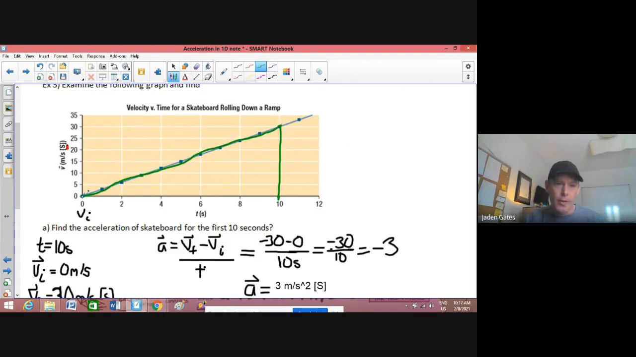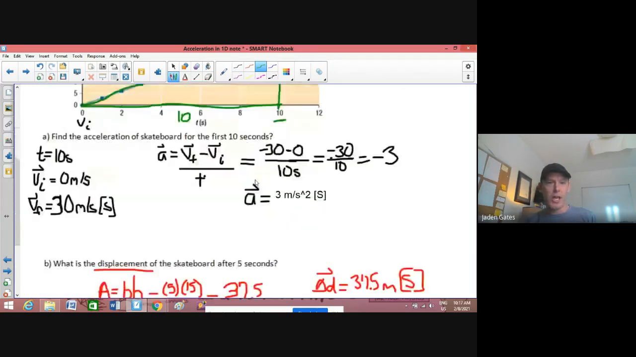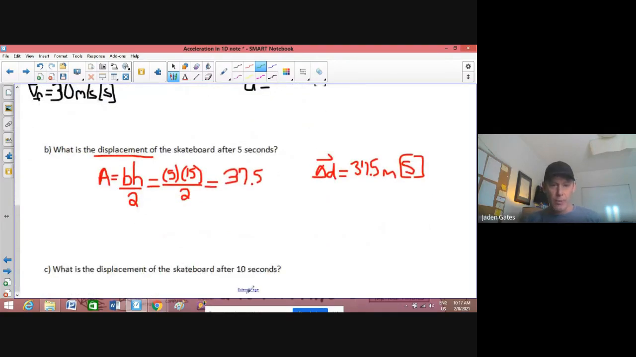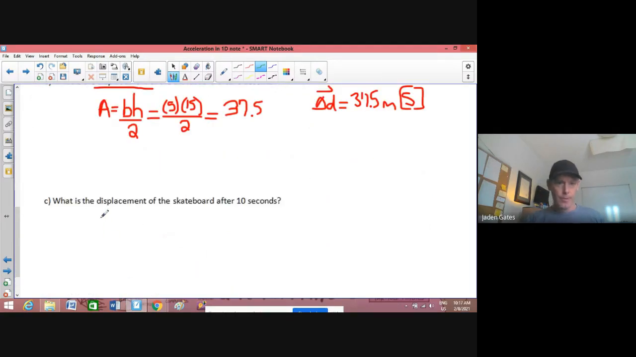So I'm looking for base times height divided by 2. And the base looks like it's 10, because we have the 10 seconds here. And the height, this time I'm not messing up, is 30. Base times height divided by 2. So again, I'm going to go down to my displacement just like I did before, where I have my area. My base was 10, and my height was 30.